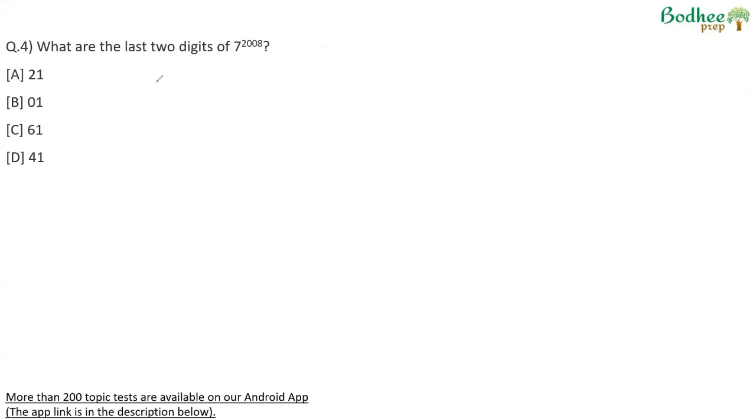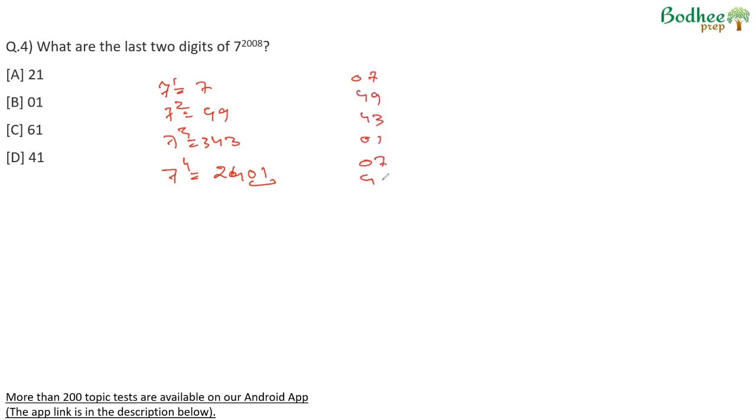What are the last two digits of 7 raised to power 2008? 7 raised to power 1 is 7, 7 raised to power 2 is 49, 7 raised to power 3 is 343, 7 raised to power 4 is 2401. Because we get 01 in the end, if you look at the last two digits, this pattern will repeat: 07, 49, 43, 01, then again 07, 49, 43, 01 and so on. This happens with the powers of 7.